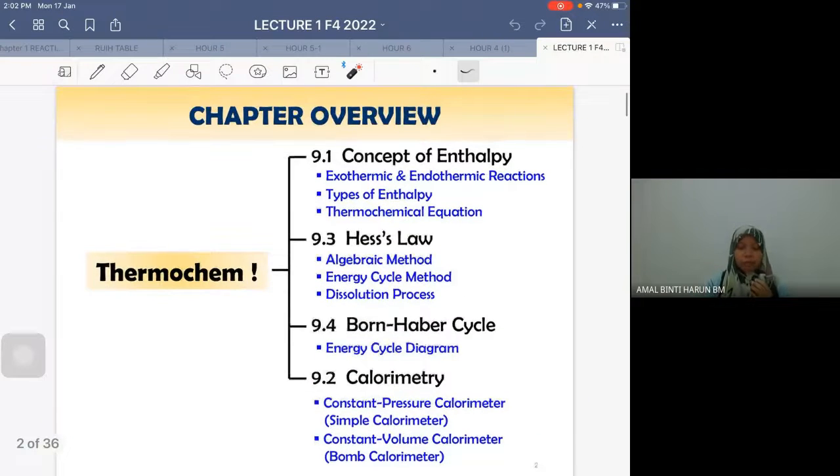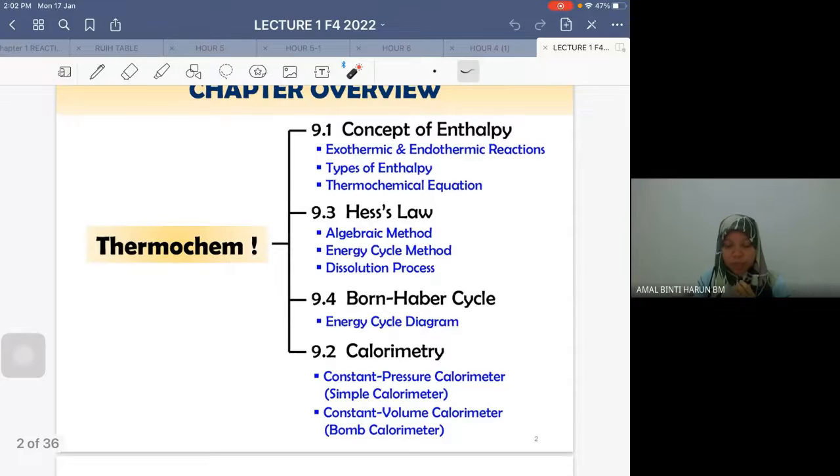Okay. Basically, I will start with the lecture with the concept of enthalpy, and then the next lecture will be the Hess's law, Born-Haber cycle. And 9.2 is the calorimetry. So this second part, I put the last part of this chapter, okay? Because the calculation or the concept that we are going to apply is a little bit difficult compared to the Hess's law and the Born-Haber cycle. Okay.